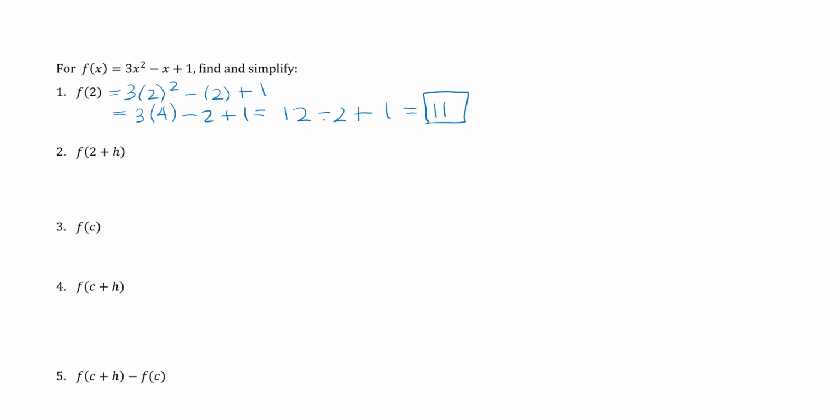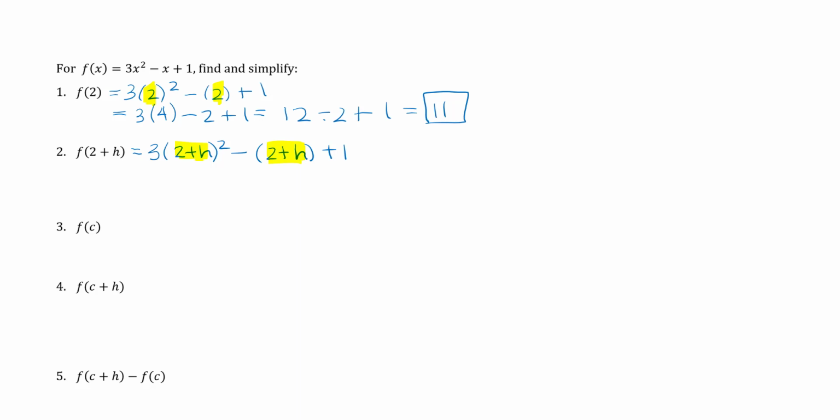Okay, so these other ones though, we've got some other symbols in here, so we have to be a little bit careful about that. But we still just want to take whatever's here in the input for the function, and we're going to put that into the function in place of x. So for this one, we'll have 3 times the quantity 2 plus h, that whole thing squared, and then minus the quantity 2 plus h plus 1. So one important thing here is just to notice that what I did with the 2 in the previous problem is the same exact thing I did with the 2 plus h in this problem.